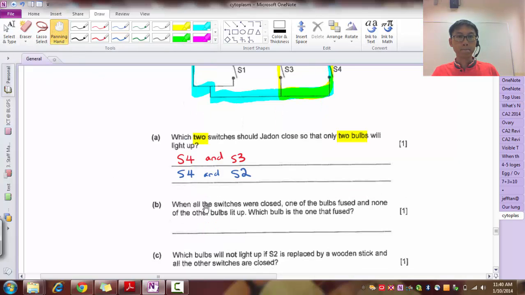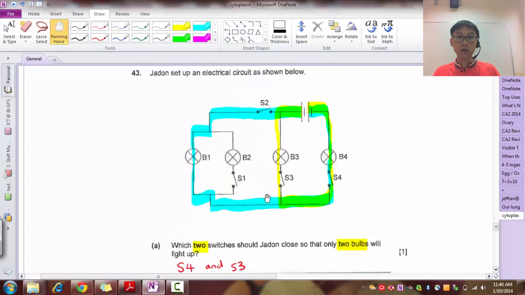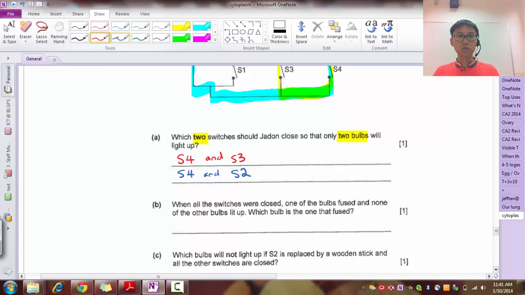Part B, when all the switches were closed, one of the bulbs fused and none of the other bulbs lit up. Which bulb is the one that fused? So all switches have closed. One fused, none of them light up. Okay, so it is quite obvious that B4 is the one, because B4 is the one next to the battery. So if there is an open circuit here, there's no way that there will be a closed circuit anywhere else. Alright, so which is the bulb that fused? That would be B4.